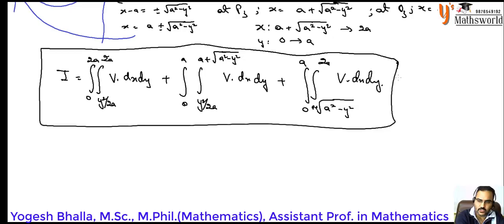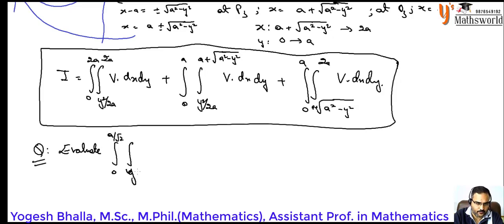So these were the questions which we have discussed. The rest of the questions you can try. I can give a question to you from this content. You can try this question. Evaluate the integral from 0 to a by root 2 and y to root of a square minus y square, of log of x square plus y square, dx dy, where a is positive.